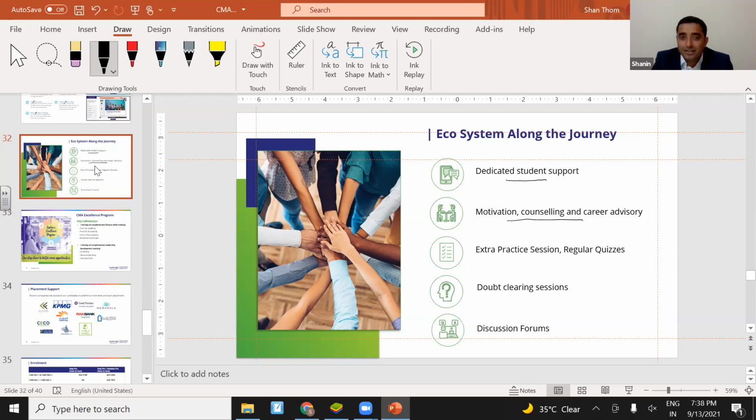We understand that this is not a one-day program where some information is thrown at you. Information can come from anywhere. But we realize that it's a journey. 120 hours of interaction is huge. Just teaching you is not enough, and it might not take you till the end of the program. So we continuously motivate you to ensure that you stay motivated to give the exam. We provide extra practice sessions, doubt clearing sessions, and there's a discussion forum. I think we've discussed most of these.